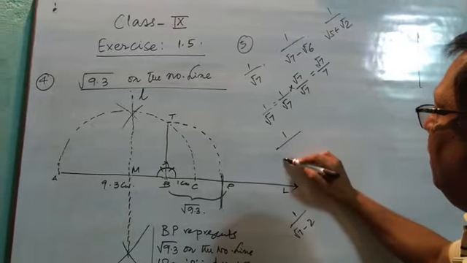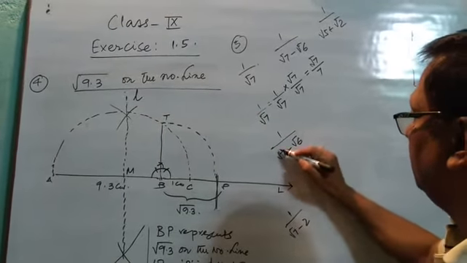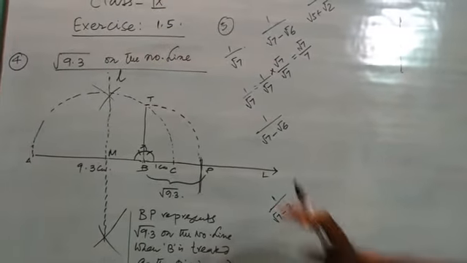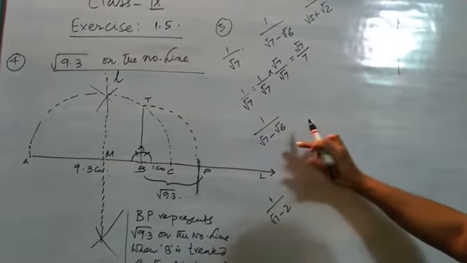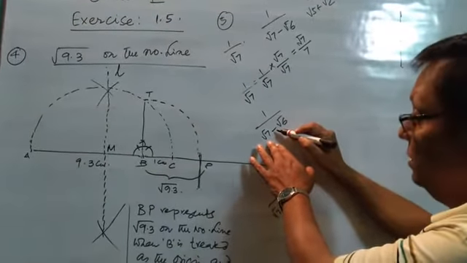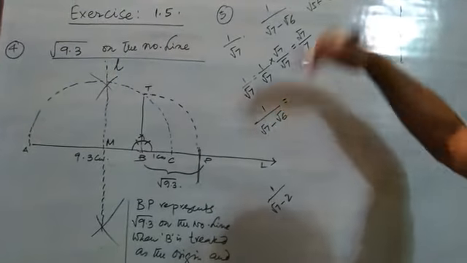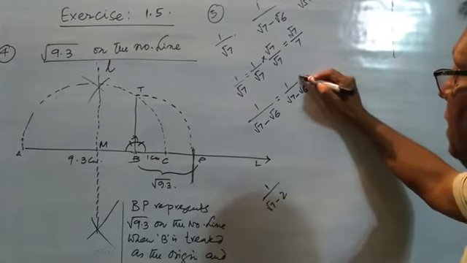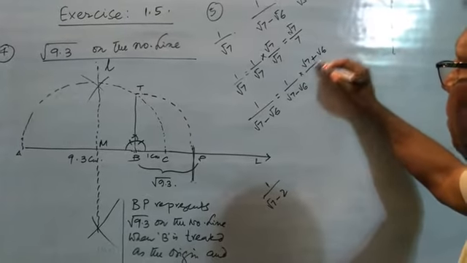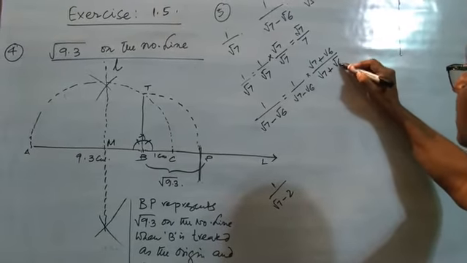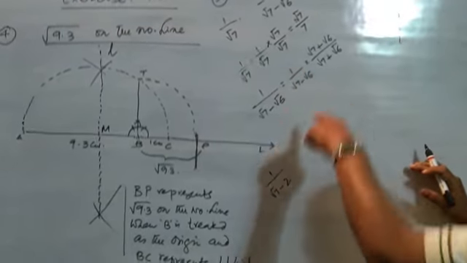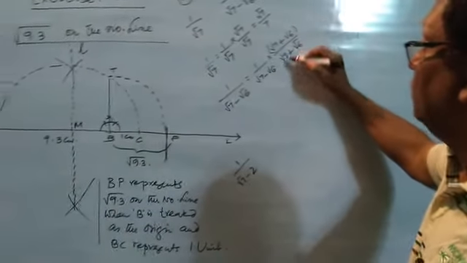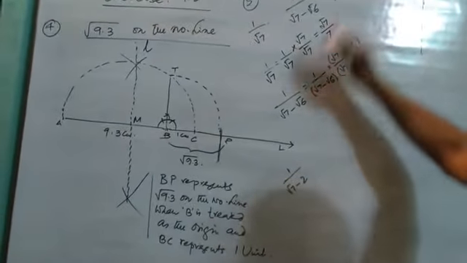Second question, binomial. Two terms are there. In this case, what will we do? We will take the conjugate of this number. Conjugate means only this sign will be changed. And by the conjugate of this number, we will multiply both numerator and denominator. It is 1 by root 7 minus root 6 into root 7 plus root 6 by root 7 plus root 6. Root 7 plus root 6 is known as the conjugate of root 7 minus root 6. With the conjugate of the denominator, we multiply both the numerator and denominator.